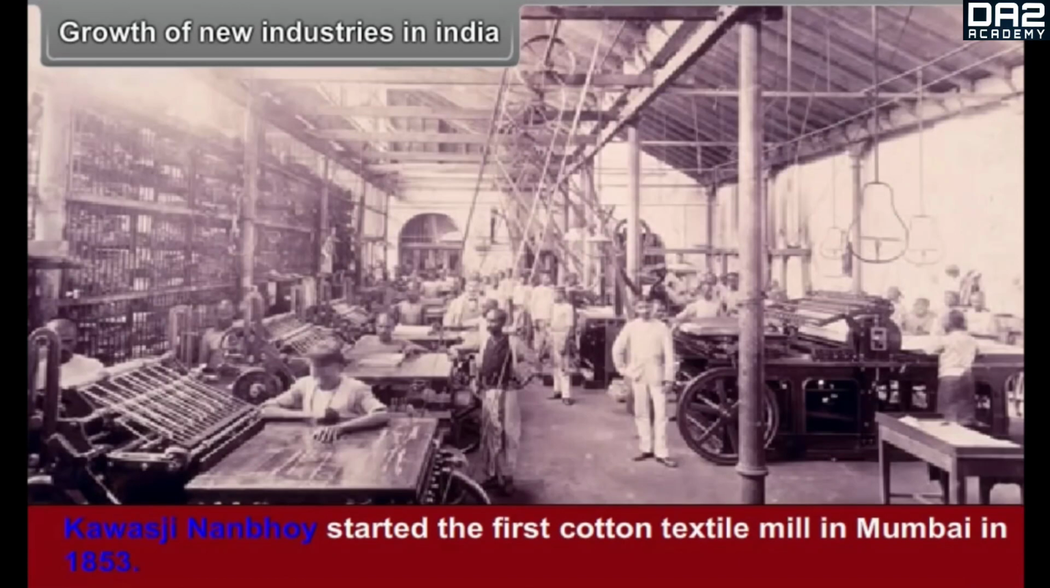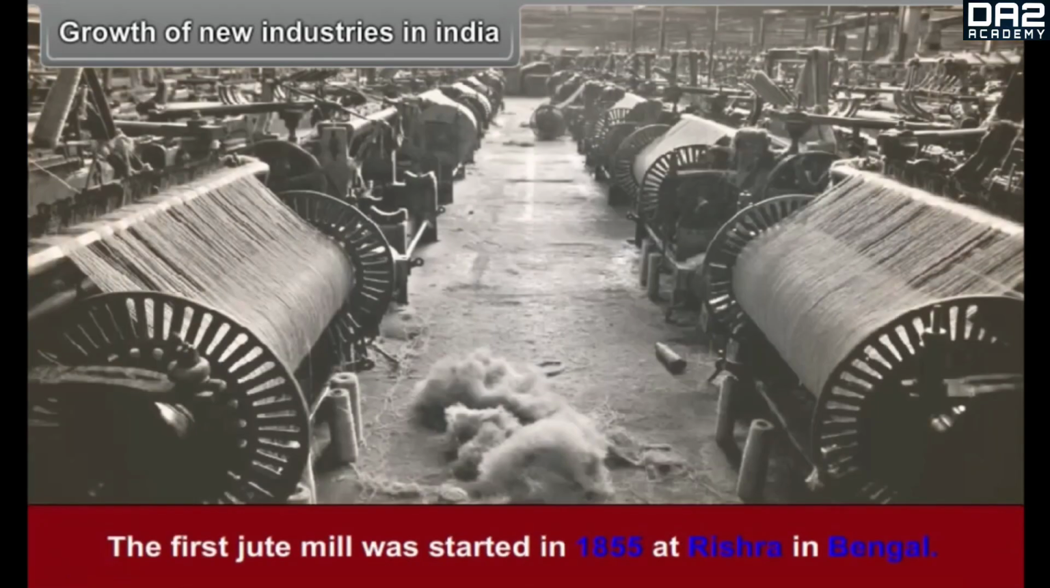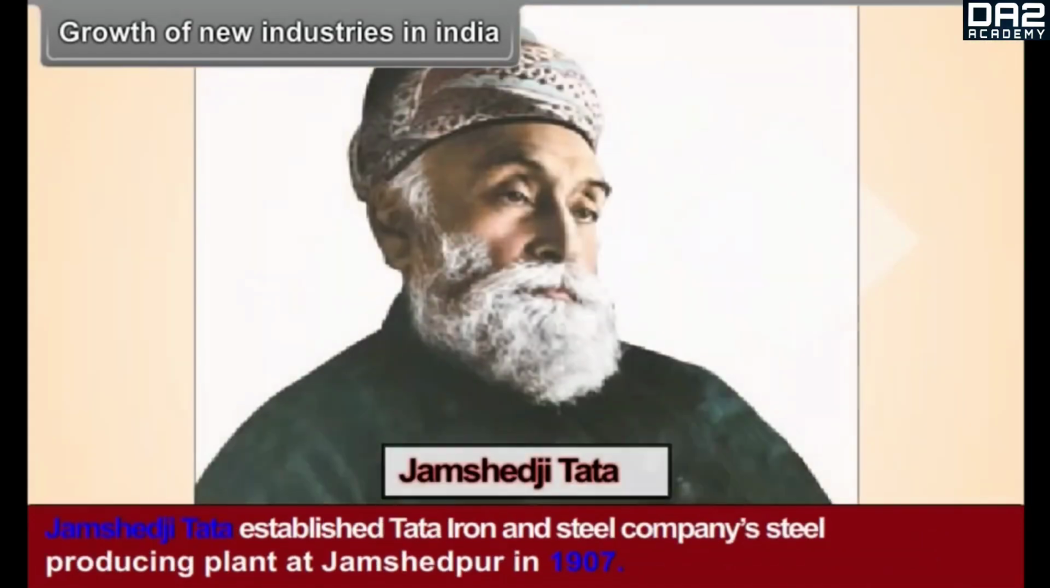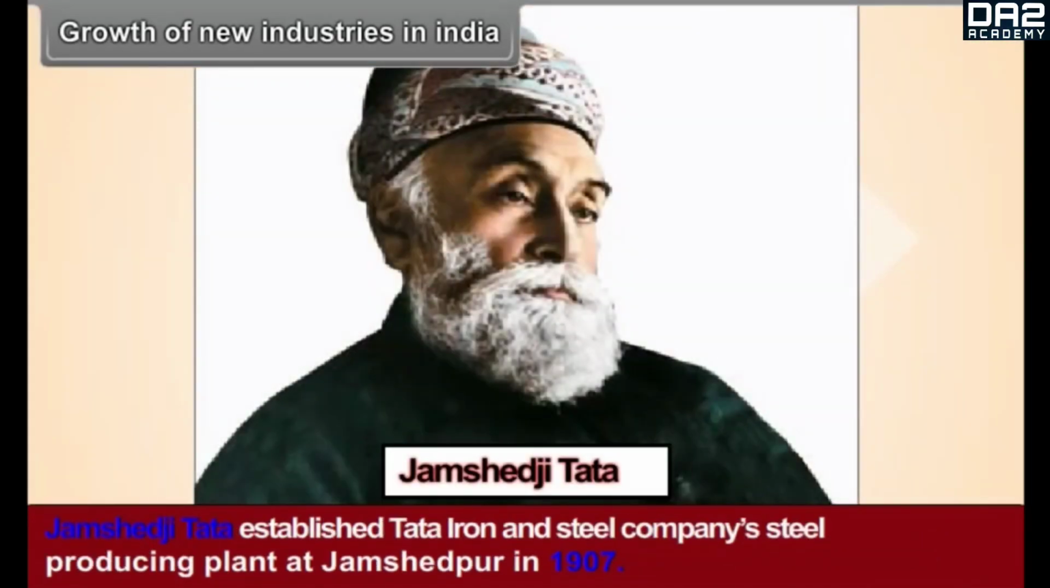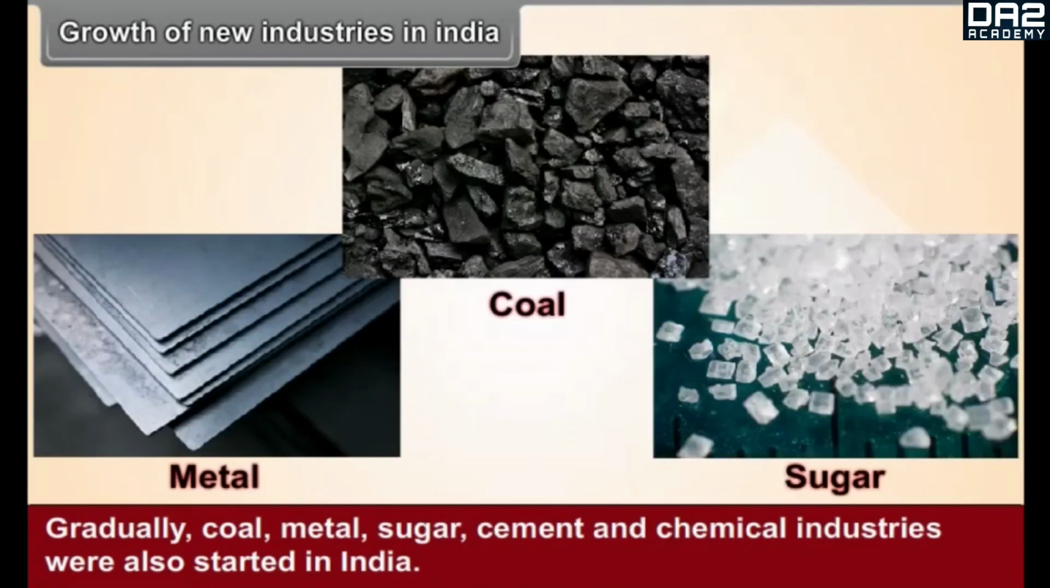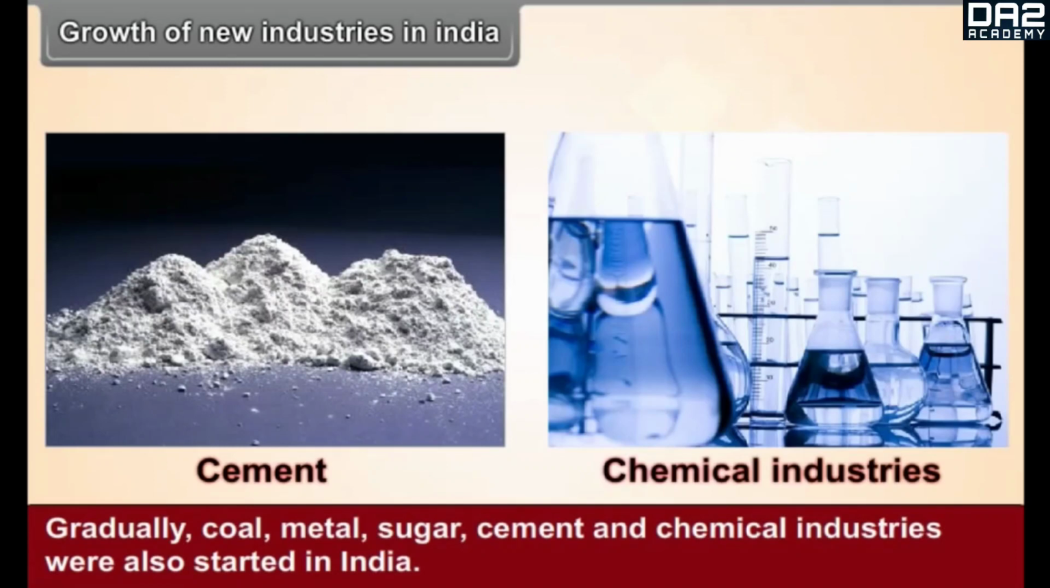Kawasji Nanabhoy started the first cotton textile mill in Mumbai in 1853. The first jute mill was started in 1855 at Rishra in Bengal. Jamshedji Tata established Tata Iron and Steel Company's steel producing plant at Jamshedpur in 1907. Gradually, coal, metal, sugar, cement and chemical industries were also started in India.